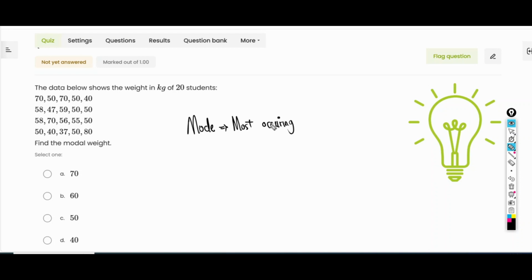All right, mode means the most occurring. So we have, I think it should be 40. How many 40s do we have? We have 1. Oh, just 2. No, okay, no, it's 50. We have 1, 2, 3, 4, 5, 6, 7. Oh no, it's 50. Right, it's 50. But you can look at it. You can look through, but I'm pretty convinced it's 50.